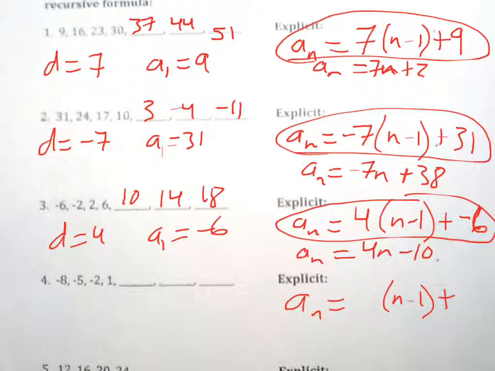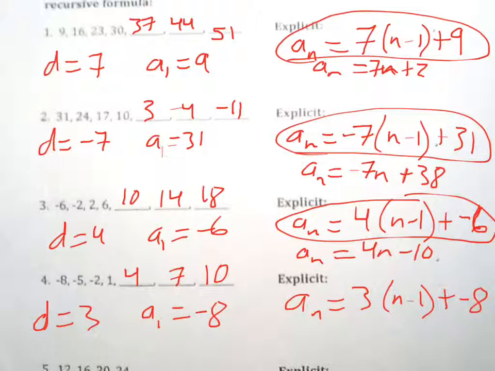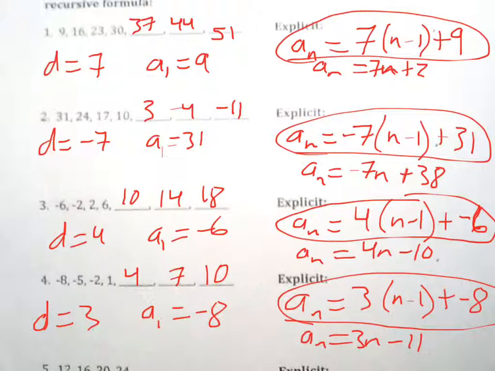And on number 4, we're getting this pattern here of adding 3 each time. So it's going to give me 4, 7, 10. And so my common difference is that number that I'm adding each time. My initial value is the first number in the sequence, which is negative 8. Common difference goes right there in front of n minus 1, and my initial value goes on the end there. You can simplify this one down. If you distribute that 3 to get 3n minus 3 plus negative 8 is going to be negative 11, or subtract 11. And that's the simplified version.